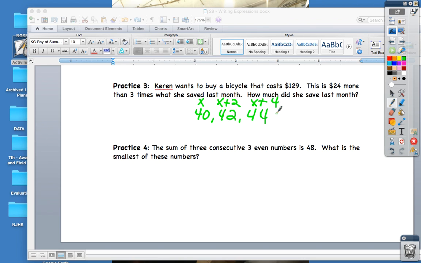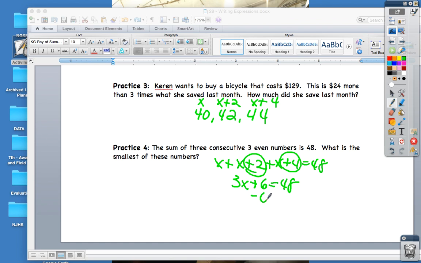You gonna solve it the same way? How many bags of M&Ms do we have? Who said 3? Okay, so we have 3 bags of M&Ms, and we have 2 plus 4, which is 6, equals 48. Thank you for that catch. Okay, we're going to subtract 6 from both sides. 3x equals 42. Divide by 3, x equals 14, right?